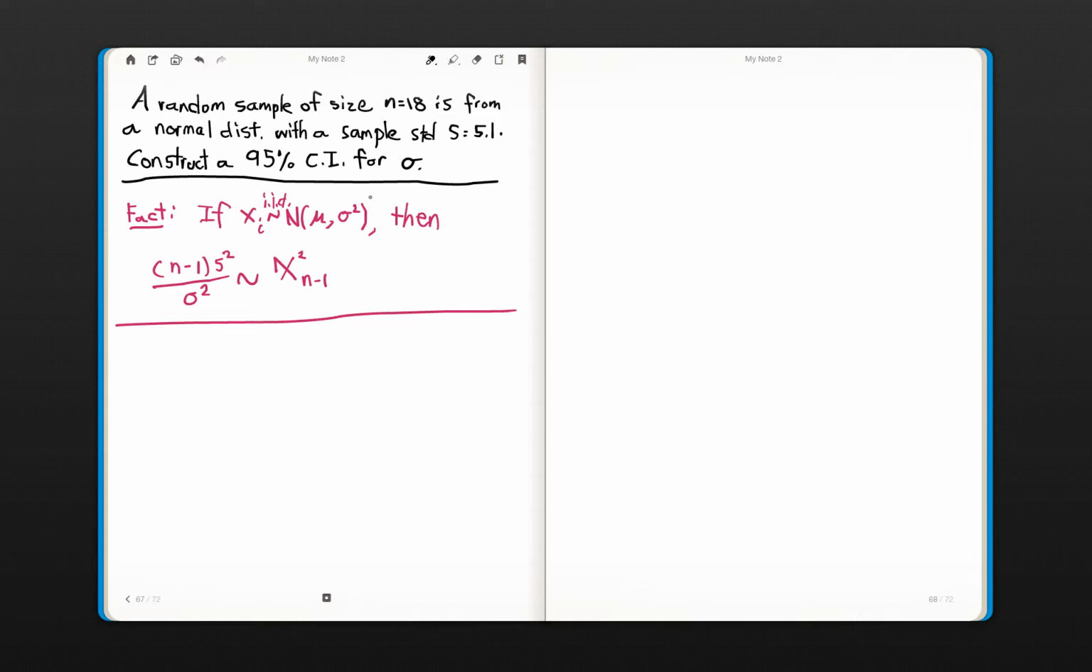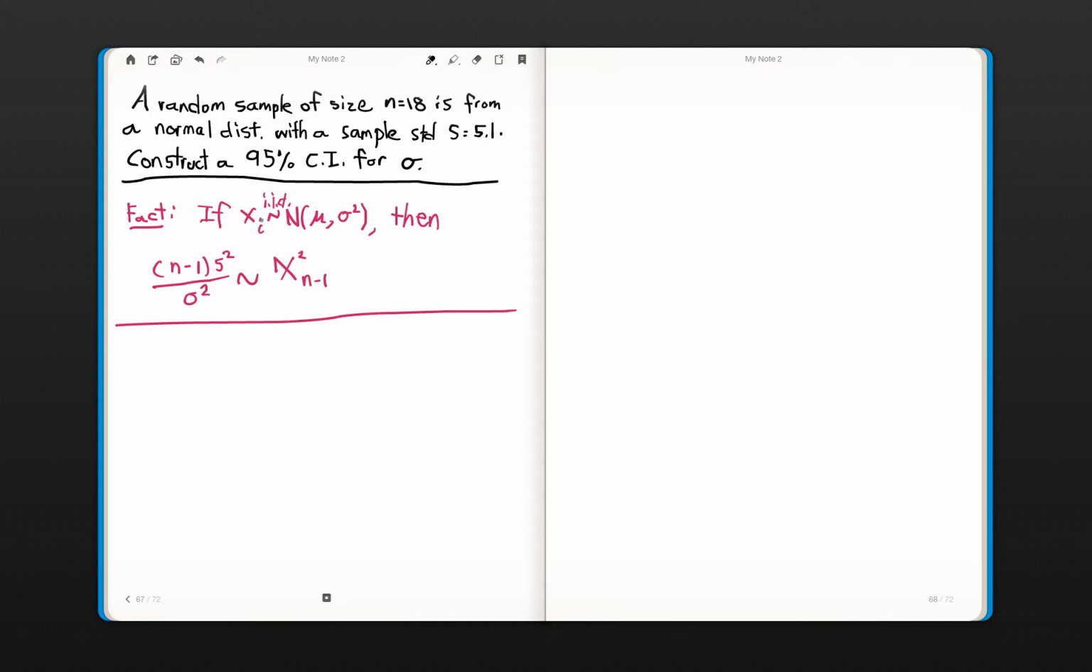Typically we solve confidence intervals for population means, but here we're requesting a confidence interval for a different population parameter, namely the population standard deviation, sigma. So in order to do this, we need to review this fact here that's very important.